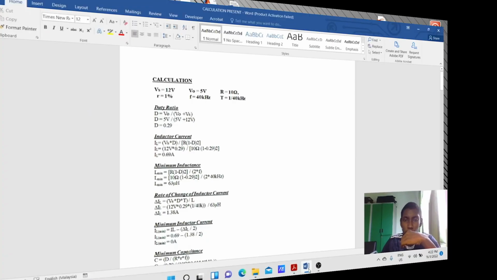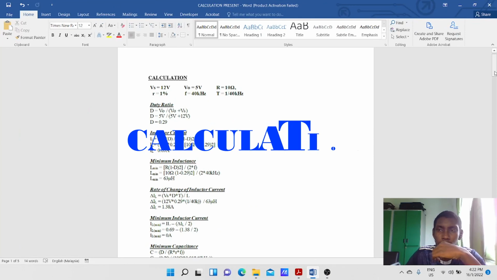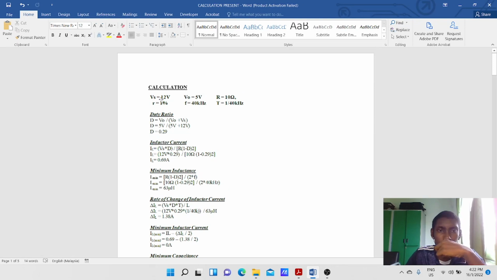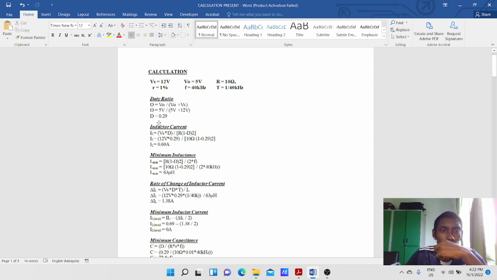Thank you. Hi, I'm Jaya Balan. I'm here to present the calculation we did for this project. Okay, let's look at the calculation. Vs equals 12 volts, R equals 1 percent, Vout equals 5 volts, frequency is 40 kilohertz, R equals 10 ohm, T equals 1 over 40 kilohertz. For the duty ratio we got 0.29.